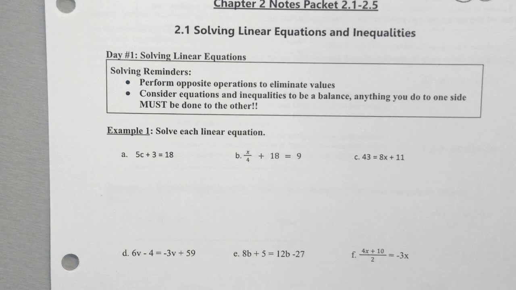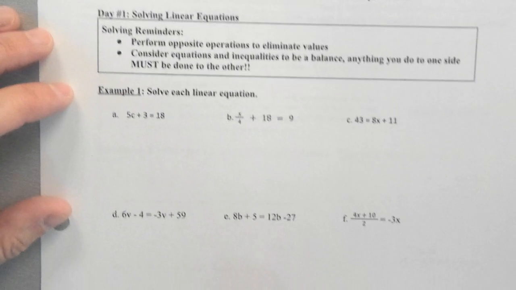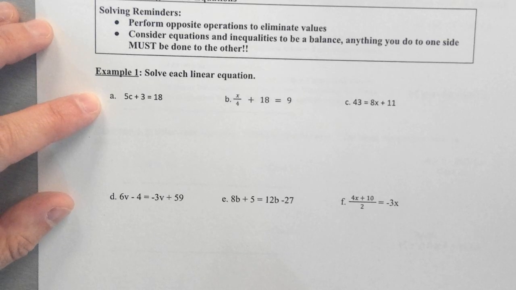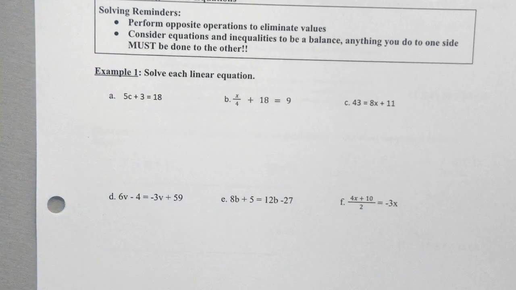So now we're actually in section 2.1. We've been kind of building up to it. So let's look at part A. Part A is not too bad. What would you do first? For letter A, what would you do first?